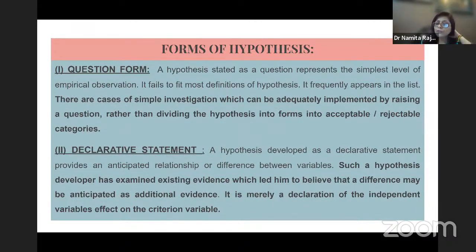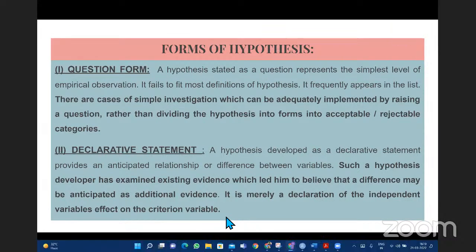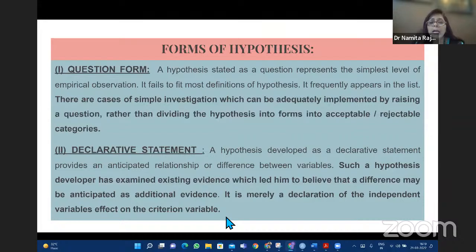So now coming on to the different forms of hypothesis. We have different forms of hypothesis, which we will discuss one by one. The first is the question form. A hypothesis stated as a question represents the simplest form of empirical observation. It fails to fit most definitions of hypothesis, and it frequently appears in the list. So there are cases of simple investigation which can be adequately implemented by raising a question rather than dividing the hypothesis into forms of acceptable or rejectable areas.